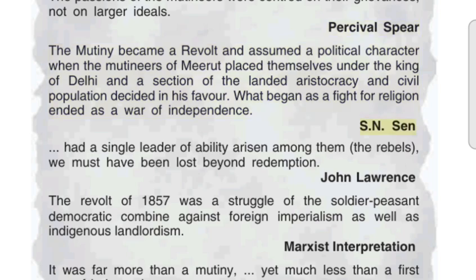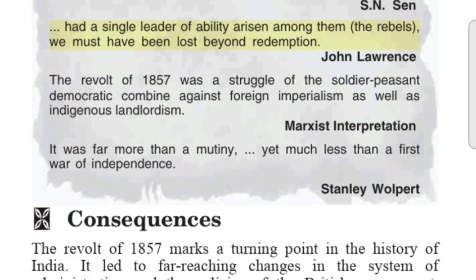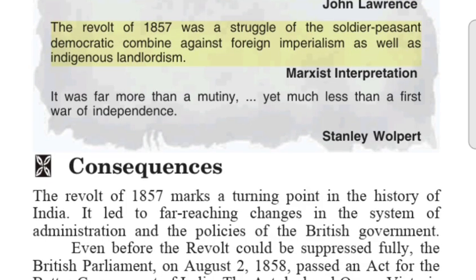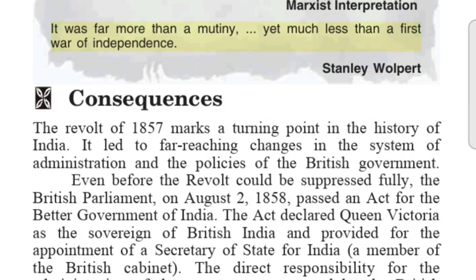Had a single leader of ability arisen among them, the rebels... We must have been lost beyond redemption. John Lawrence. The Revolt of 1857 was a struggle of the soldier-peasant democratic combine against foreign imperialism as well as indigenous landlordism. Marxist interpretation, it was far more than a mutiny, yet much less than a first war of independence. Stanley Wolpert.